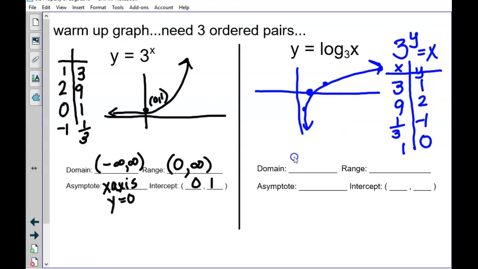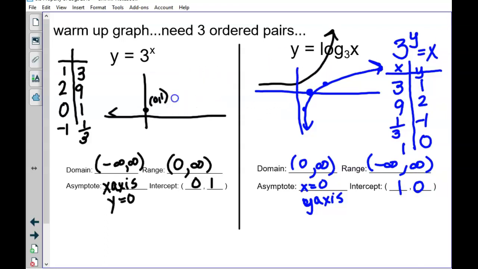The domain is 0 to infinity. Okay, the asymptote is x equals 0, or the y-axis this time, right? Because they're inverses, remember? And the intercept is 1, 0. Okay, I'm sure this won't work, but if I tried to move this over here, oh, it didn't do too bad. They should be reflected across this line, remember?